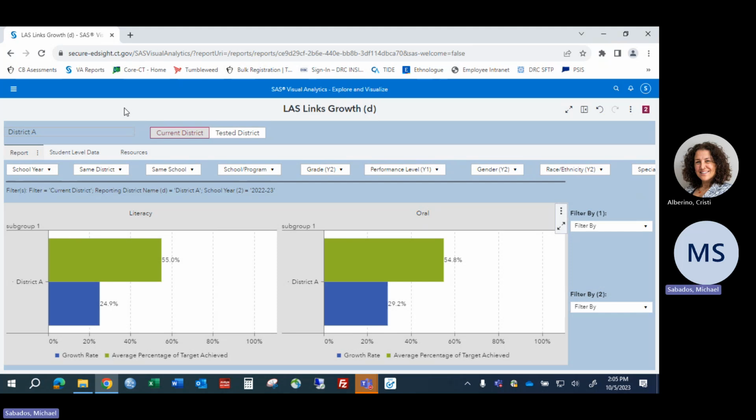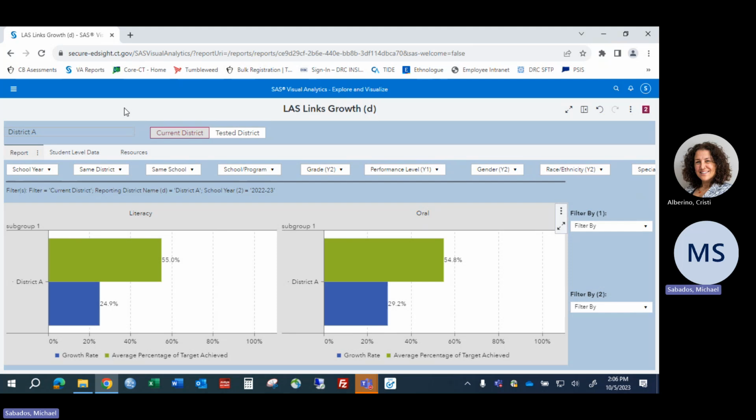Specifically, when we talk about targets, we're talking about the score increment that we're looking for students to increase their vertical scale score from one year to the succeeding year. The targets were based on analysis of Connecticut LAS Links results, and the targets are also designed to move students to proficiency within 5 school years. Students are only included in the LAS Links growth report and accountability if they have vertical scale scores for 2 consecutive school years.